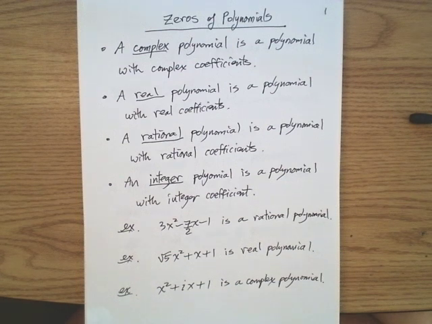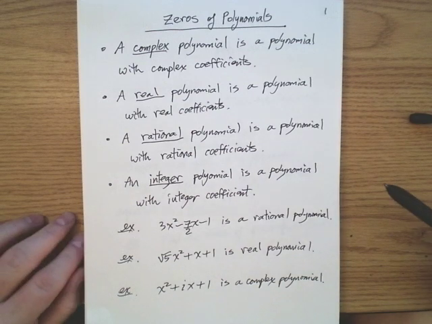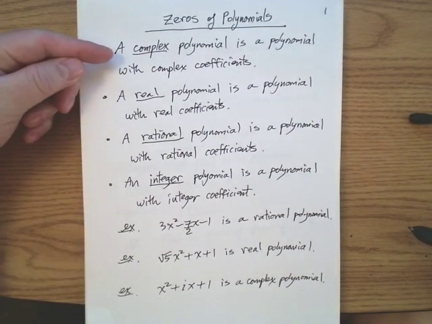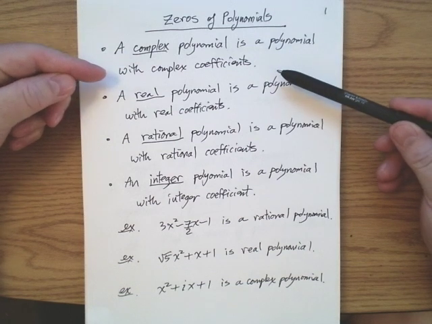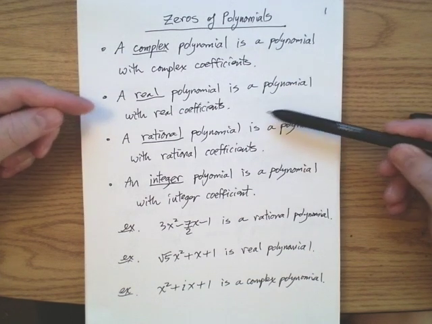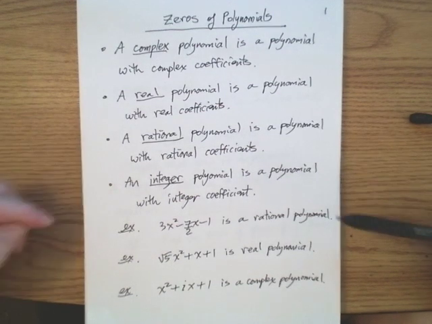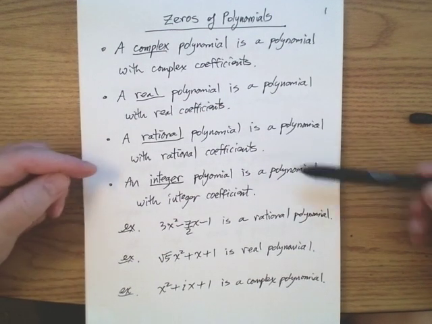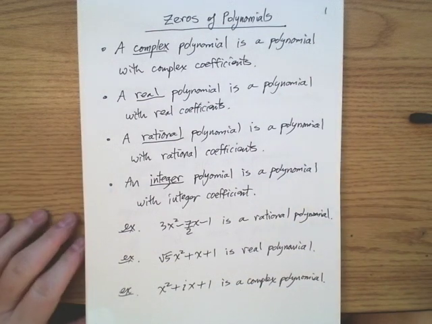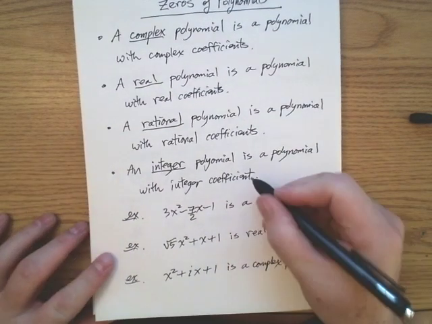Okay, let's continue our discussion of polynomials here by talking about zeros of polynomials. The first thing I would like to do is include a little nomenclature here. A complex polynomial is a polynomial with complex coefficients. A real polynomial is a polynomial with real coefficients. A rational polynomial is a polynomial with rational coefficients. And an integer polynomial is a polynomial with integer coefficients.